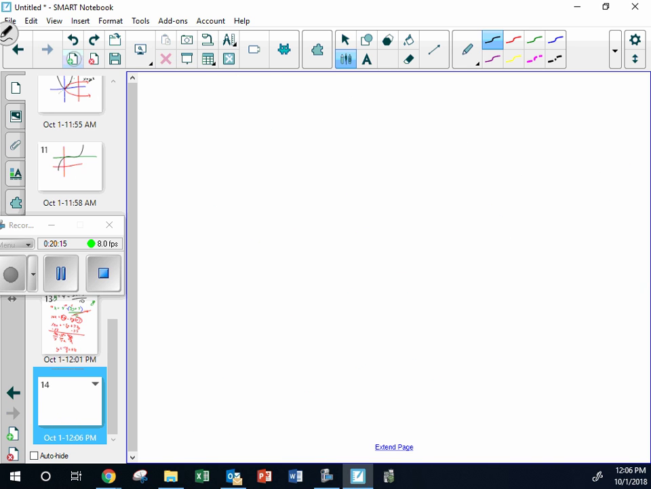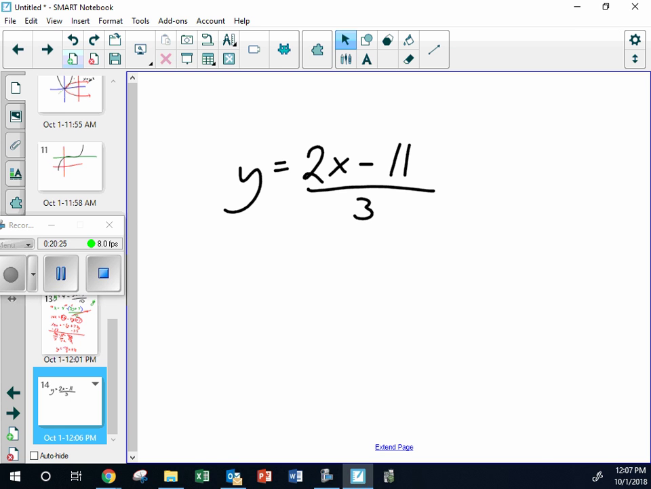If you really caught that, try this one. Y equals 2x minus 11 over 3. I'd like you to find the inverse of that. Need some paper? All right. Here you go.